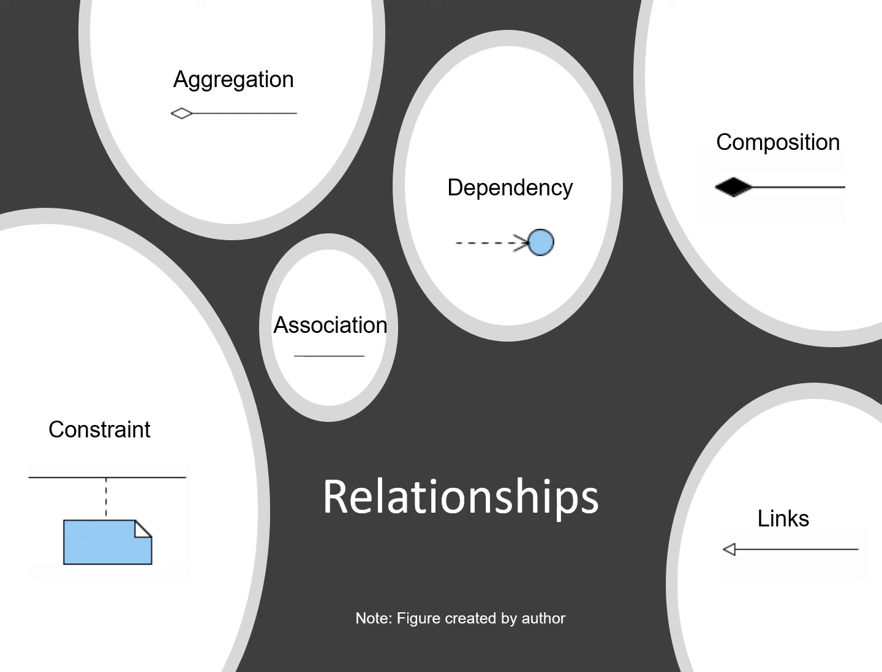These relationships include aggregation, which is shown by the unfilled diamond symbol, composition, which is shown by the filled diamond symbol, association, which is shown by a line, links, which is shown by arrow, dependency, which is shown by dotted arrow with the circle, and constraint, which is shown by a note. To be concise, a component can be associated, dependent, composed of, linked, or aggregated to another component.